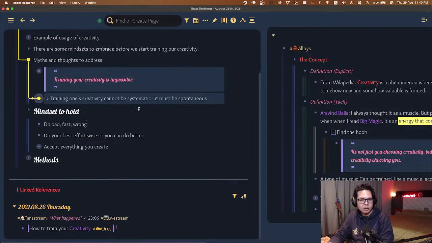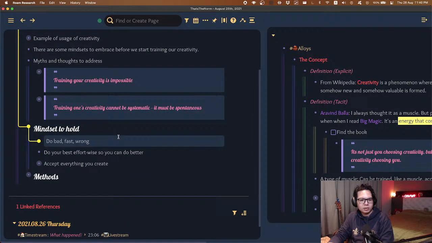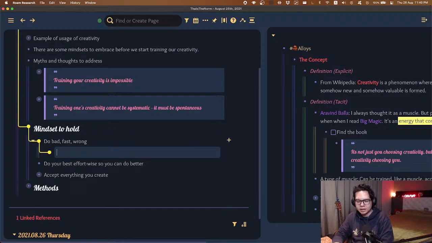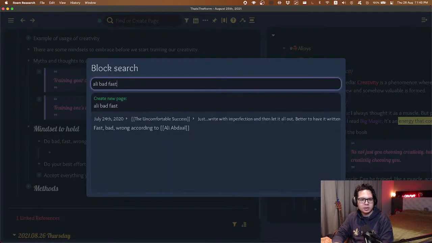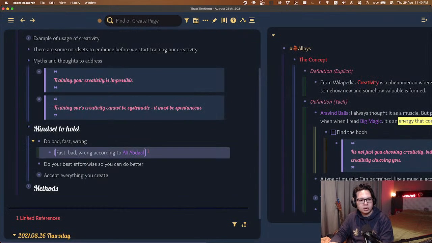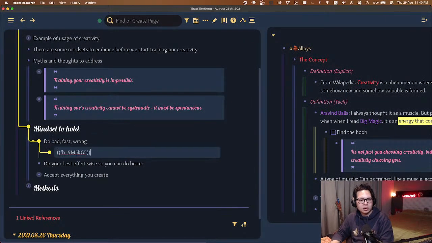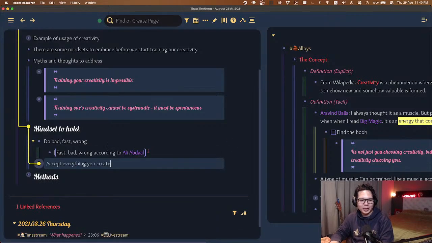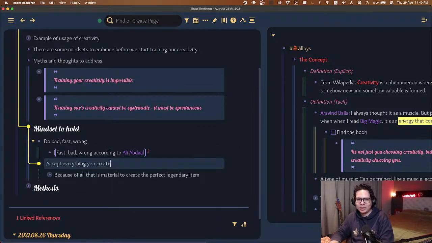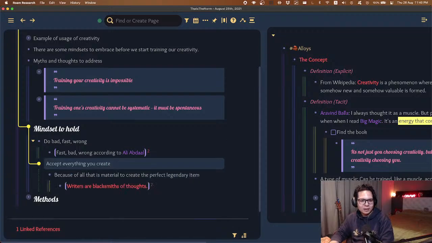I'll pause that for now. And I think, Do bad, fast, wrong. If I remember correctly, this is an Ali Abdaal link. Do your best effort-wise so you can do better. I don't remember this at all. Okay, I'll just put it away. If it's useful, I'm going to rewrite it anyway, so I think that's okay.